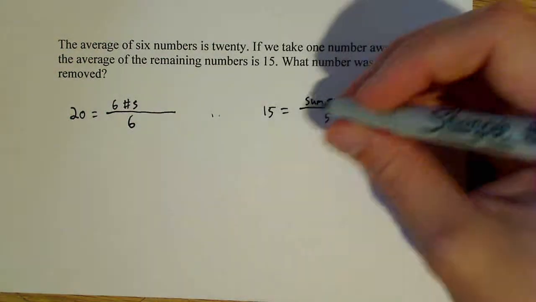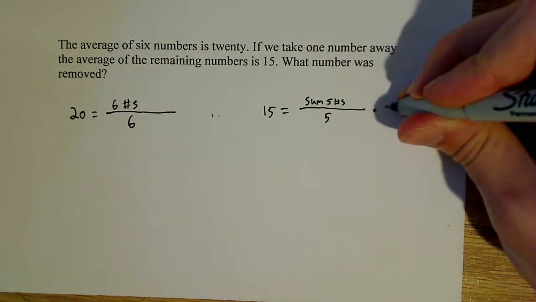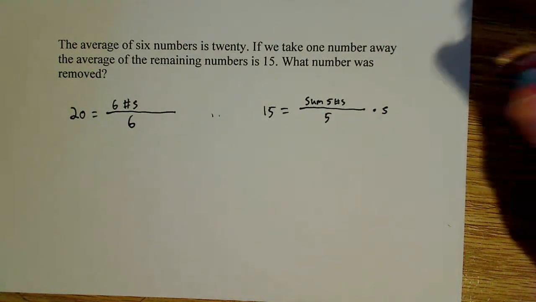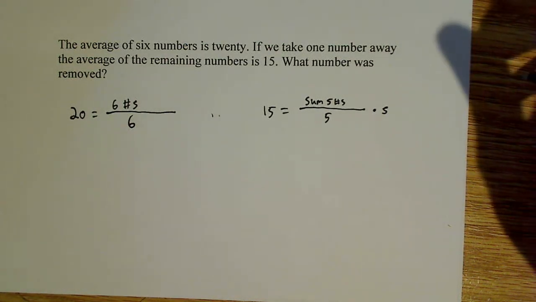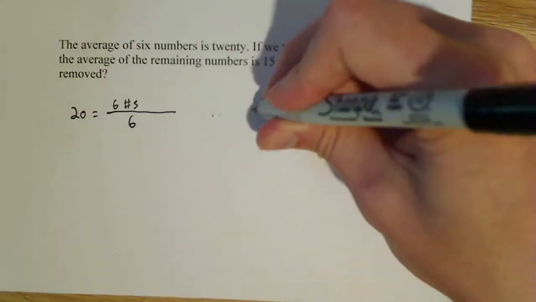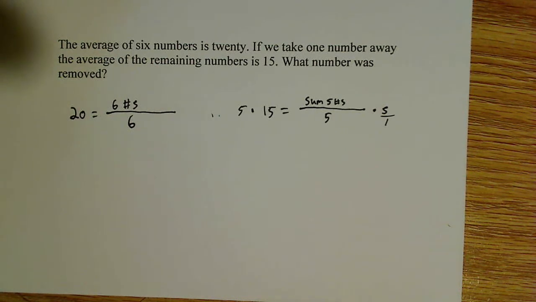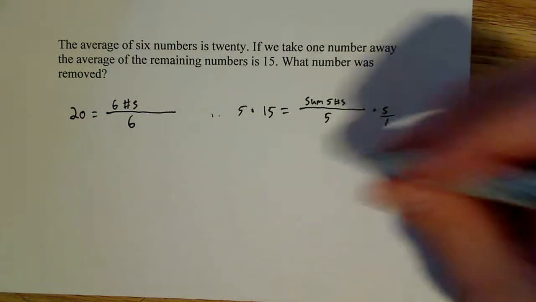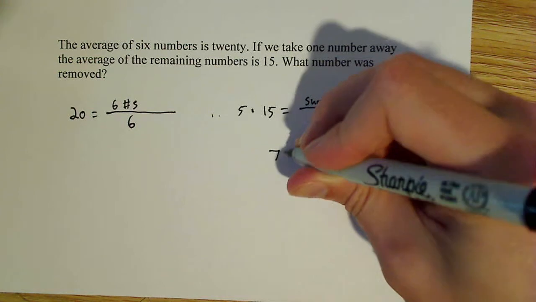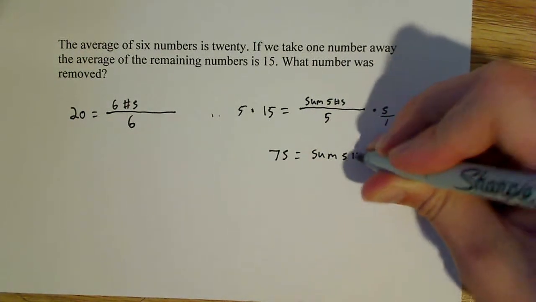But one thing we can do is multiply both sides by 5. Okay? So multiply this by 5, and I'm going to multiply this side by 5. So what ends up happening here is 15 times 5 is 75. So 75 is equal to the sum of 5 numbers.